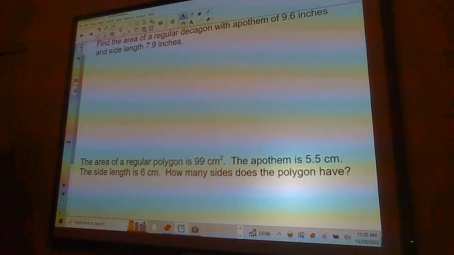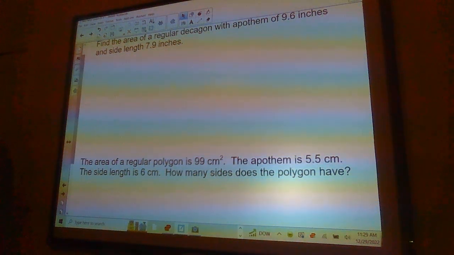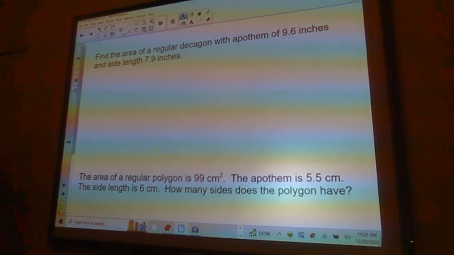Find the area of a regular polygon. The area of the regular polygon is 99 square centimeters. The apothem is 5.5 and the side length is 6. How many sides does the polygon have? So I'll give you a couple minutes to pause the video and work on those two problems. And then you can jump back on and see how you did.